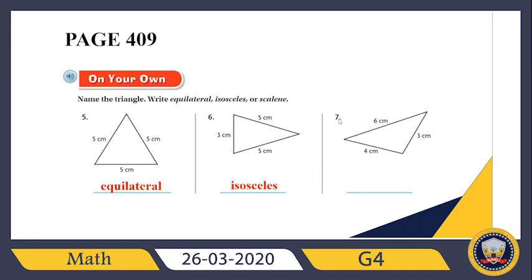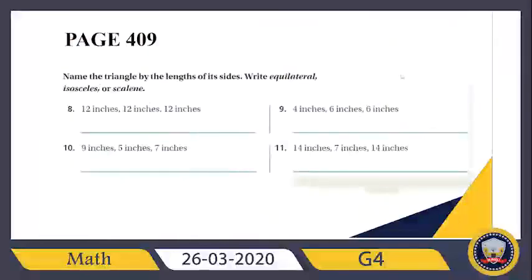What about the 7th question? Let's check the lengths. 6 cm, 3 cm and 4 cm. When I check this triangle, I can see there are no sides of equal length. If there is no equal length for this triangle, I know this triangle is an example of a scalene triangle. Good job. Okay, right now let's check the other question.